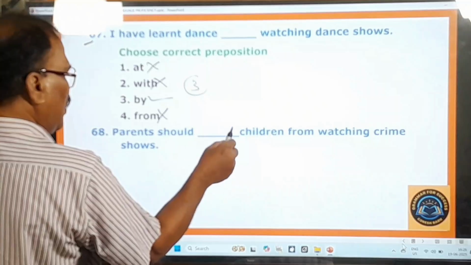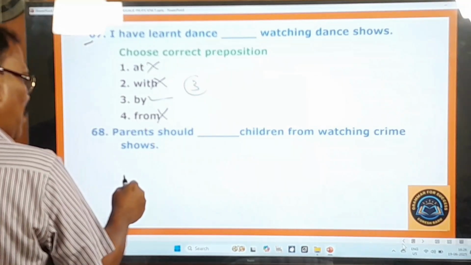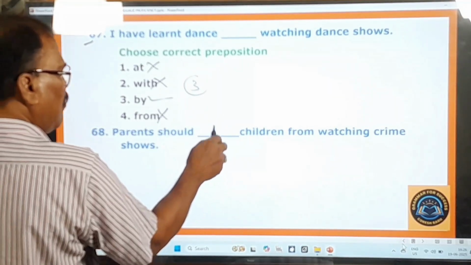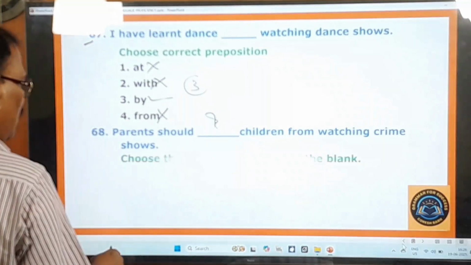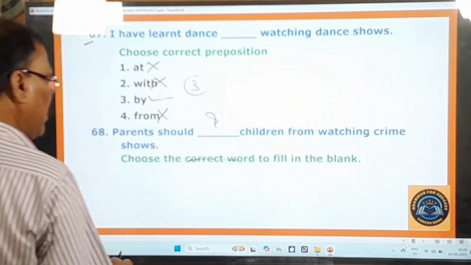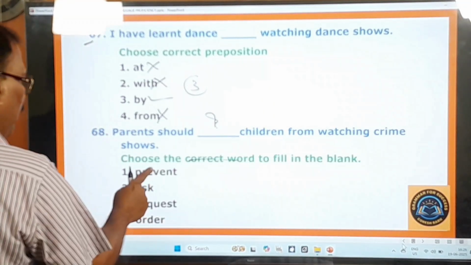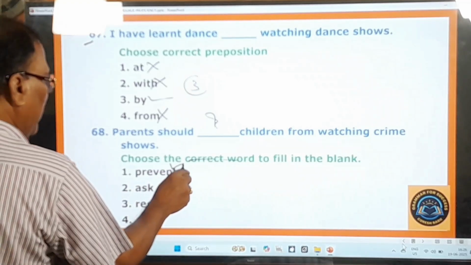Parents should dash children from watching crime shows. So parents should dash. What should be used in this blank? Here you pay attention. Choose the correct word to fill in the blank. Okay, we do that. And prevent. Okay, the very first one is the right one.